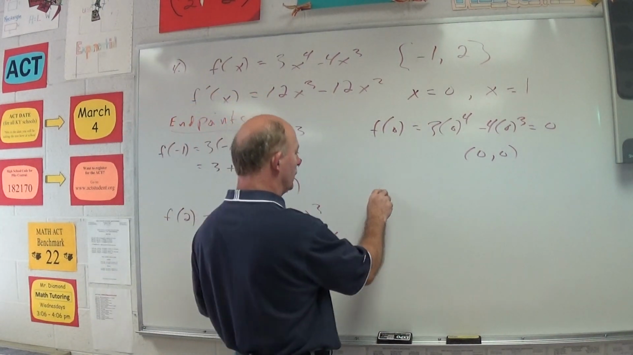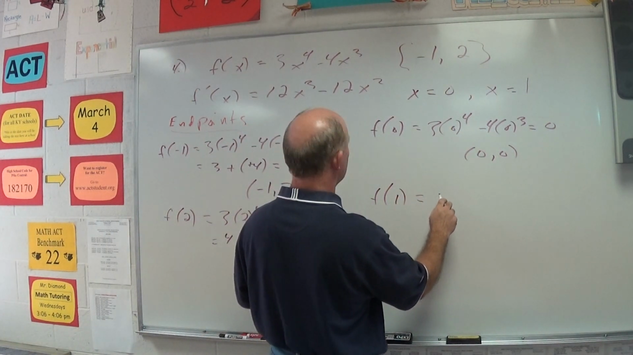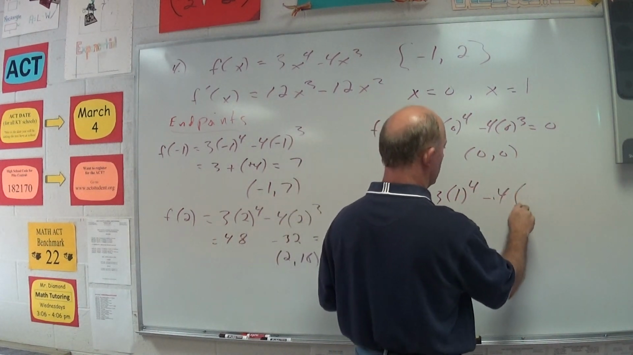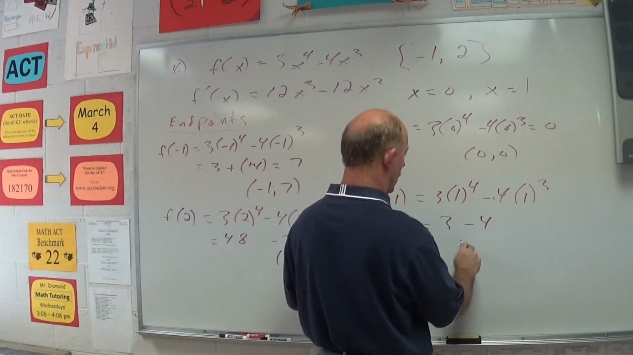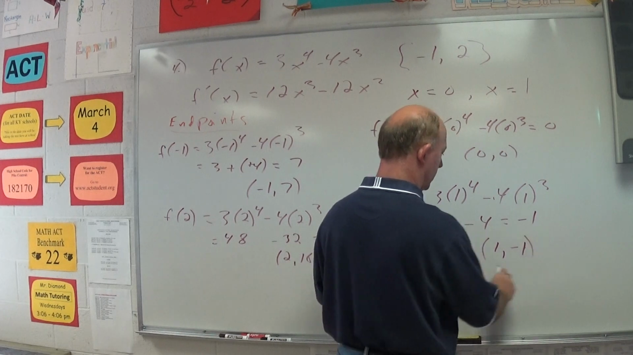Let's do the other endpoint. This would be f of 1. Okay, this will give us 3 times 1 to the 4th minus 4 times 1 to the 3rd. And this is what? 3 minus 4, which is negative 1. So the other endpoint will be (1, -1).